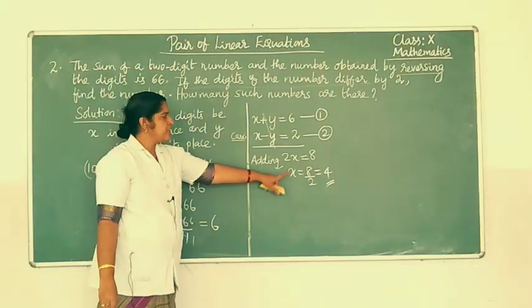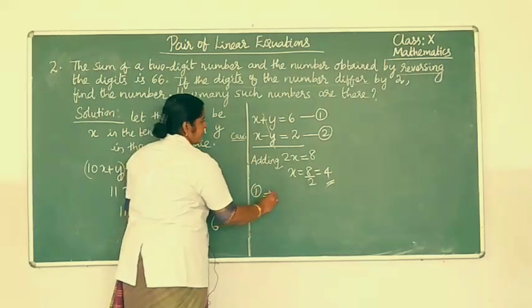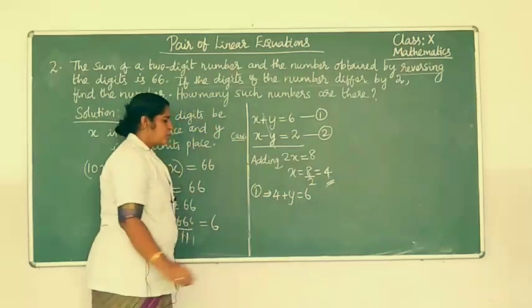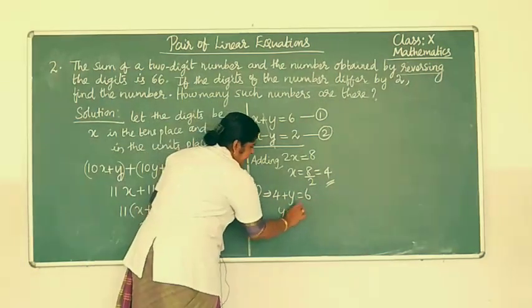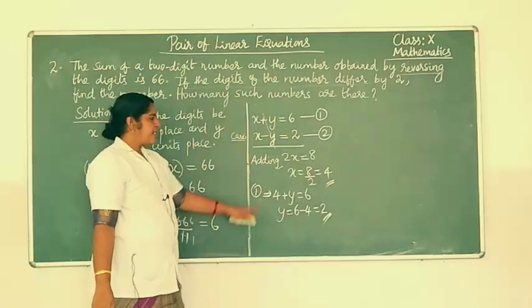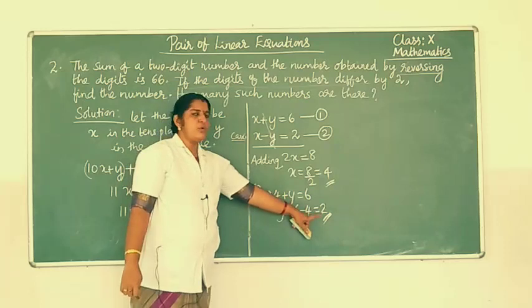Now use this x in one of the equations. First equation implies 4 plus y equal to 6. So y equal to 6 minus 4, that is 2. So when x is equal to 4, we got y is equal to 2.